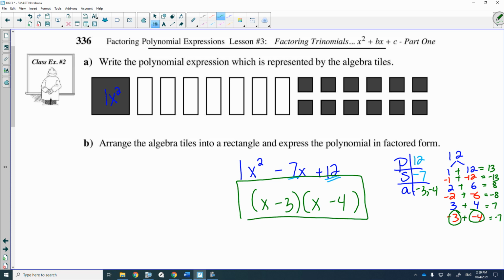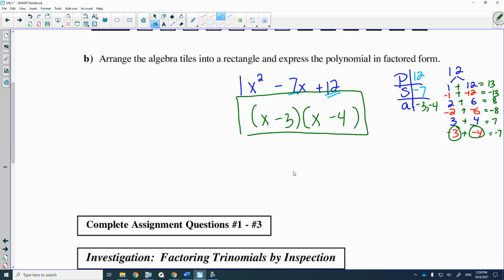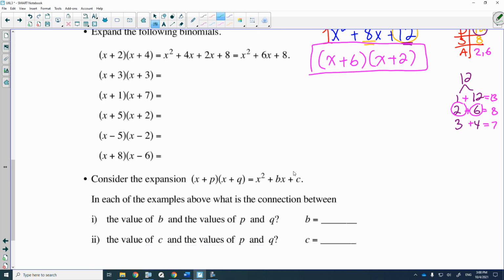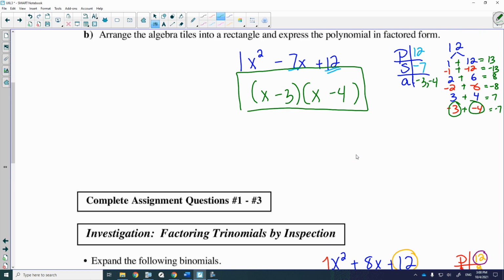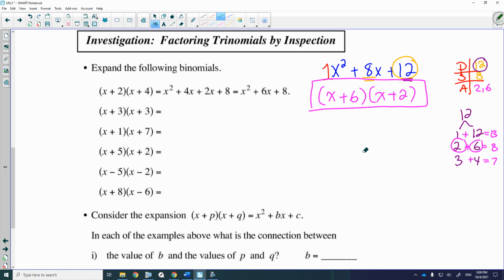I'm going to do one more question very similar to this where my middle term here is going to be negative. So if you have more room down here, let's see. Just want to make sure I haven't done it already. Nope. Okay, let's write this one down. Here's your expression. Here's your trinomial. X squared minus 7x plus 10.